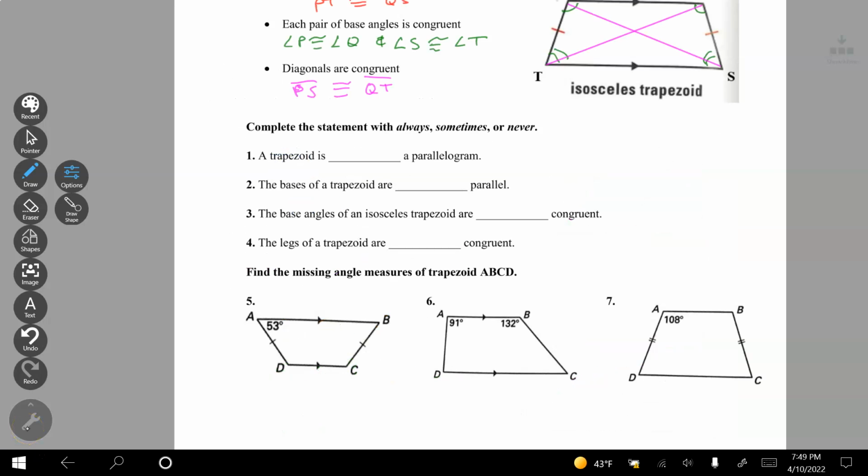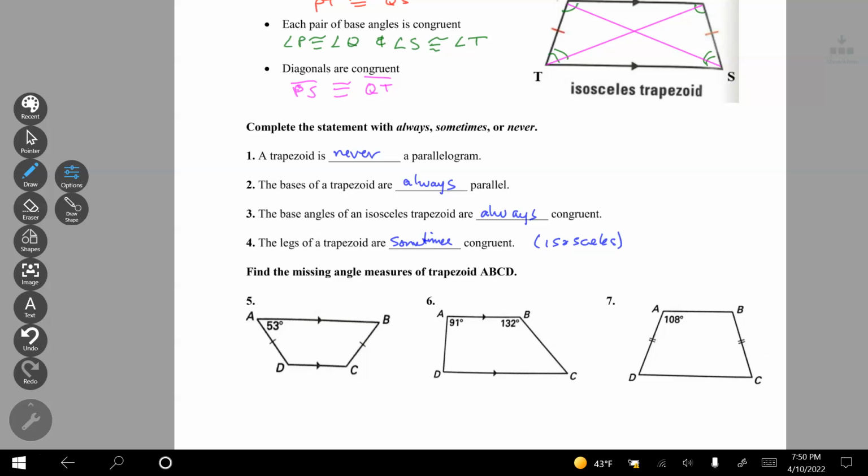Well, let's play the always, sometimes, never game. A trapezoid is never a parallelogram. It only has one pair of parallel sides. The bases of trapezoids are always parallel. The base angles of an isosceles trapezoid are always congruent. And the legs of the trapezoid are only sometimes congruent. That's if it's an isosceles trapezoid, then they would be congruent.